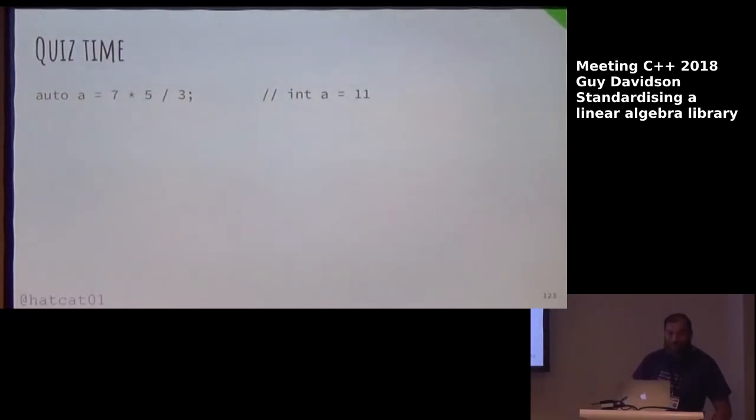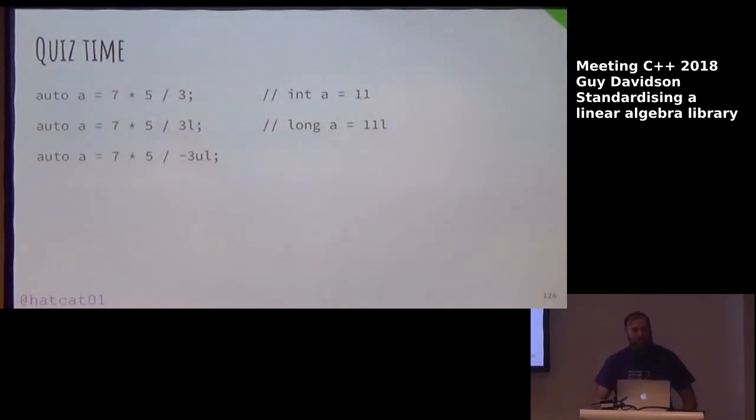Yes, it's not a trick question. How about this one? Is this a trick question? Oh, you're a reluctant and reticent audience, aren't you? It's a long. Value 11. 11L, obviously, because it's a long. This one? What do we think of this?